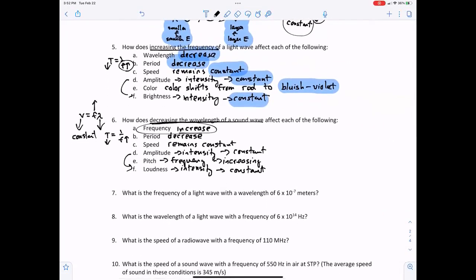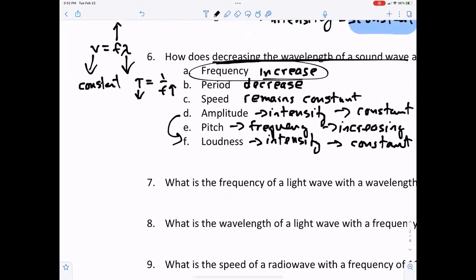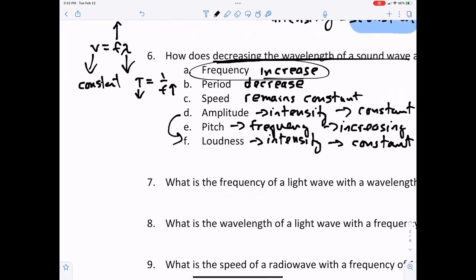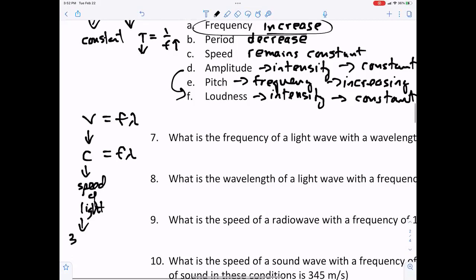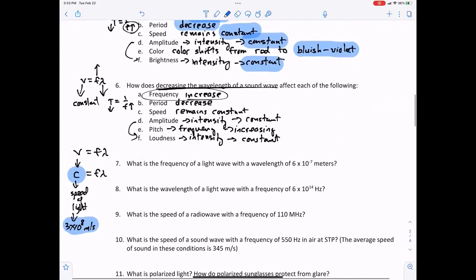Questions 7, 8, and 9 are referring to calculations involving the speed of light. So now we know that V is equal to frequency times wavelength. For a wave of light, V turns into C equals frequency times wavelength, where C is the speed of light, and the speed of light is a constant value of 3 times 10 to the 8 meters per second. So this value for V, which is going to become C now, is a constant value here, okay? So we have C for every one of these problems.